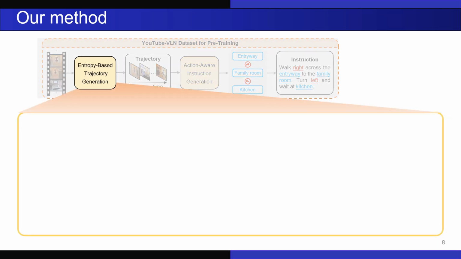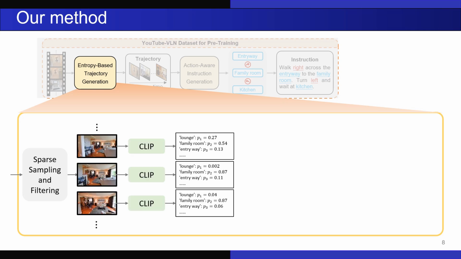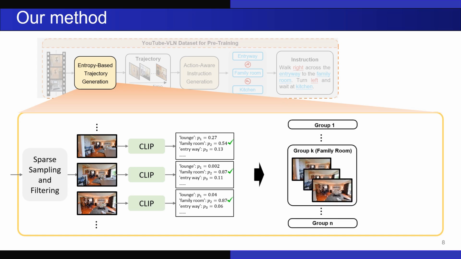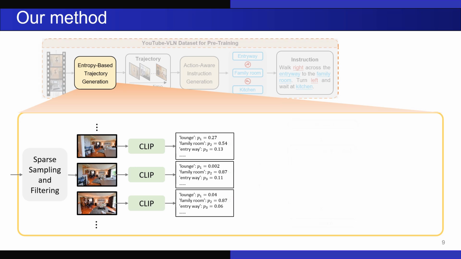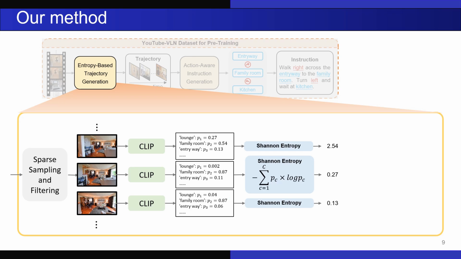Specifically, in the entropy-based trajectory generation method, we first perform sparse sampling and filtering on the video, and then we use the CLIP model to calculate the category probability of each frame, given common room types as candidates for the prompt. Each frame is classified into its own room type based on class probabilities. We combine frames that are temporally consecutive and belong to the same house category as a group. We then propose to select the image with the lowest classification Shannon entropy in each group as the key frame to represent the current view of a node.